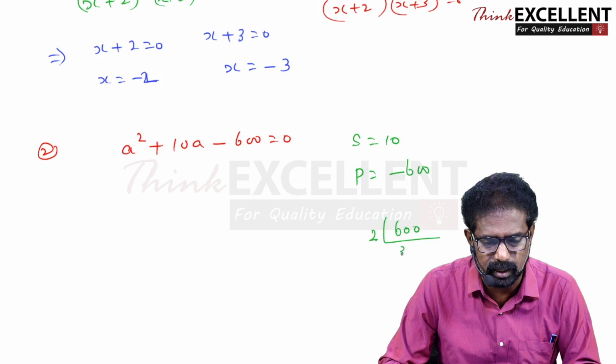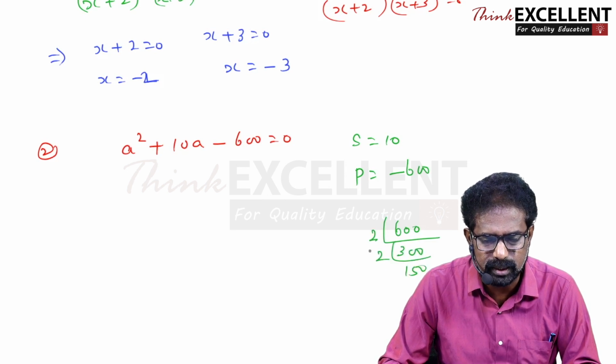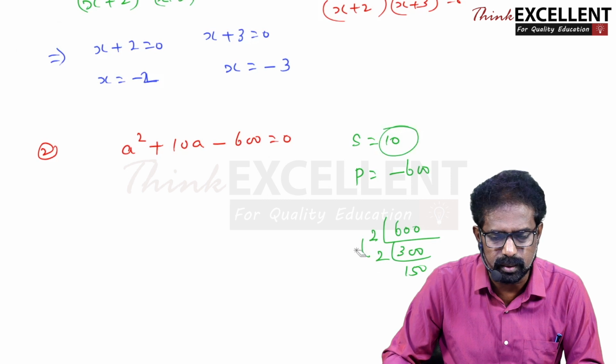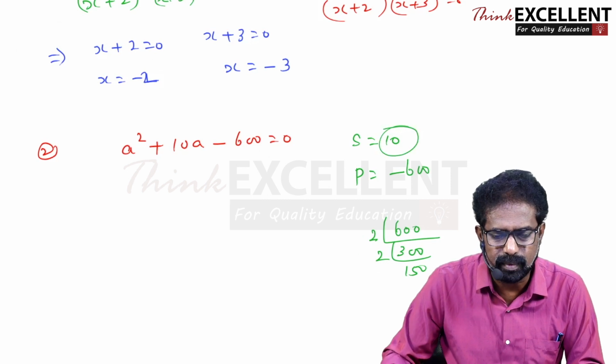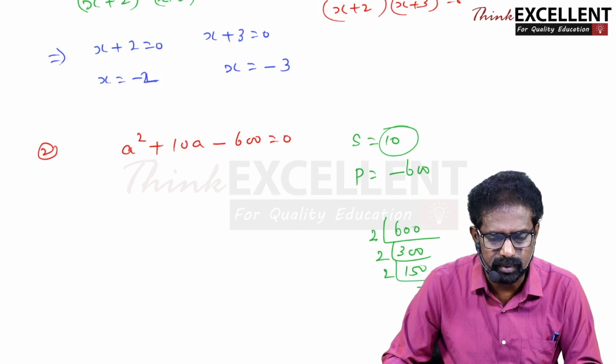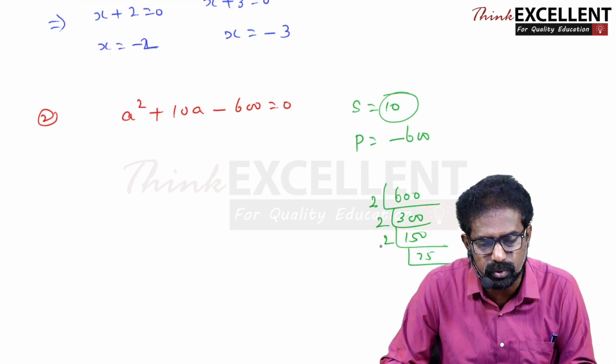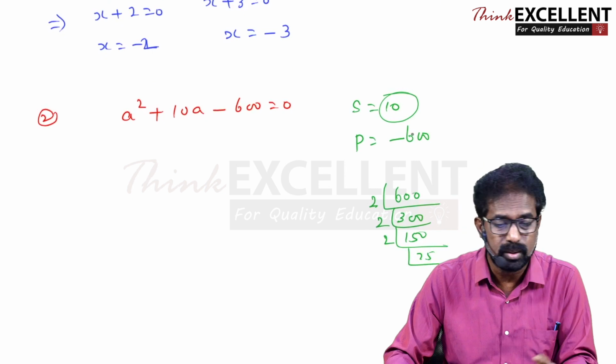Divide by 2, 300. Then again 2, 150. You can check it: 2 2s are 4, 4 and 150. No way you will get 10, right? So further you proceed. Again you can divide by 2, right? 75. Now you can't divide by 2, you go for 3. So now we can check it. 2 2s are 4, 4 2s are 8. 8 and 75, no chance of getting it.